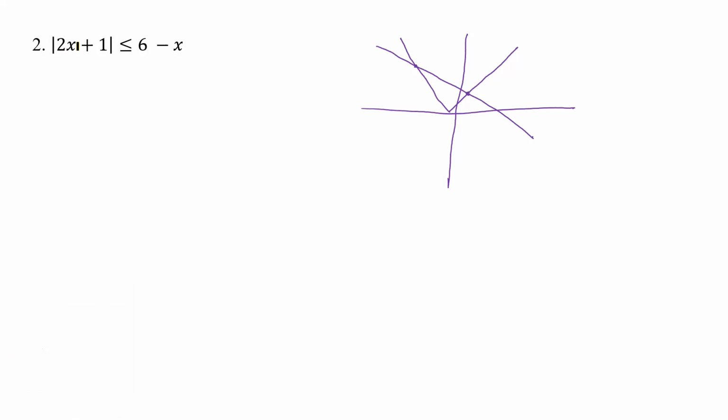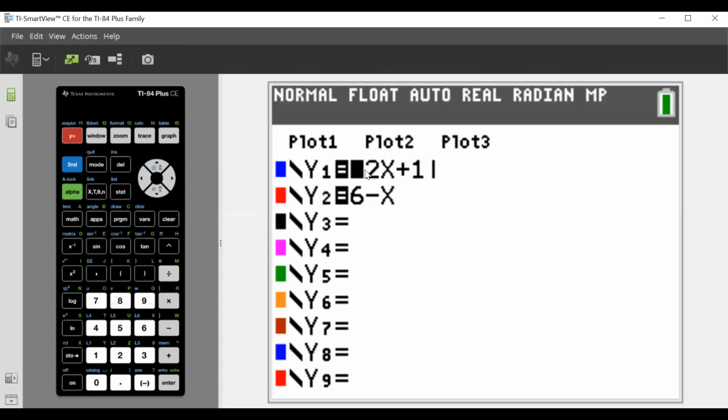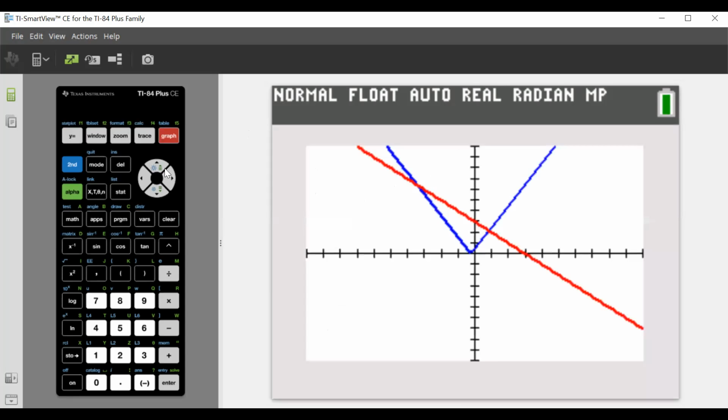And so we want the absolute value to be less than the line. Well, where is that at? Well, that's not really a great color, but that's where we want it. Probably should have used a darker one, but that's going to be the area we want to use, that yellow line. And so what we're going to do then is go over to our calculator and plug in those values. So 2x plus 1, 6 minus x, and we get that.